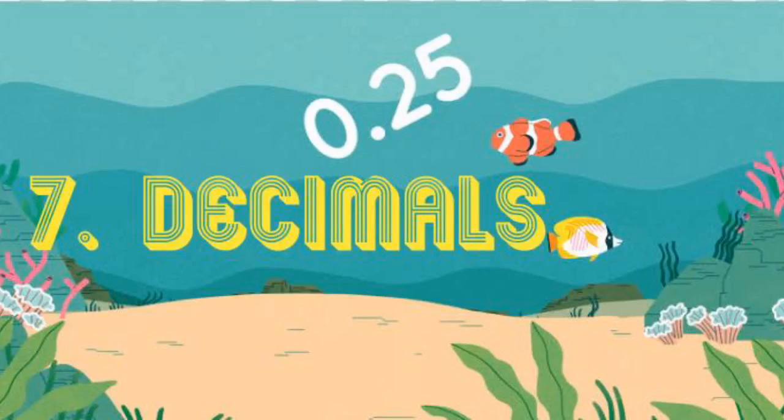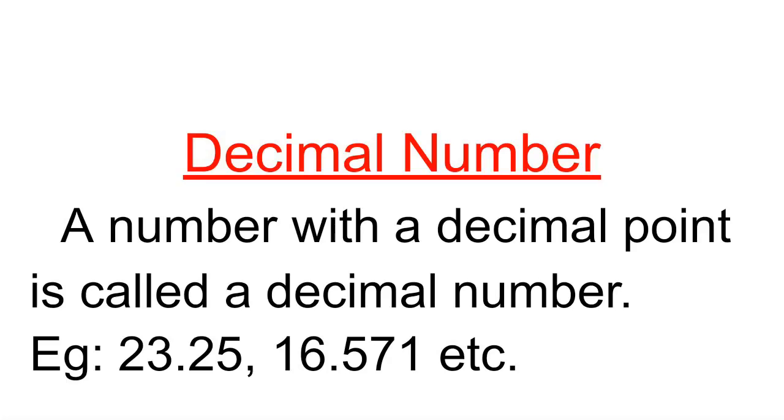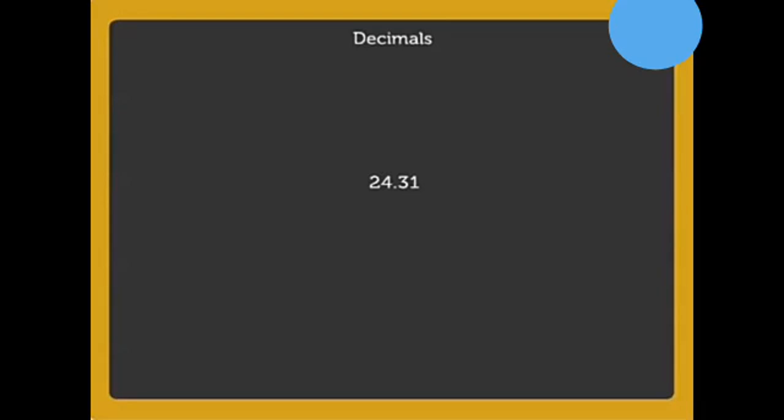Name of the lesson is decimals. Let us check the definition of a decimal number. A number with a decimal point is called a decimal number. Example: 23.25, 16.571, etc. A decimal number has two parts, one on the left side and other on the right side of the point.